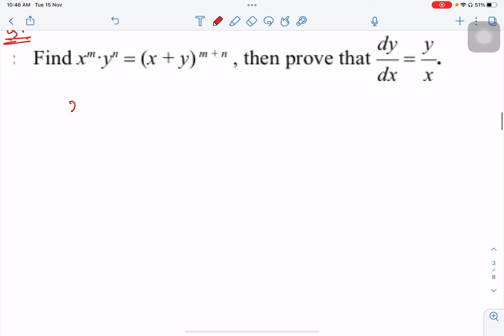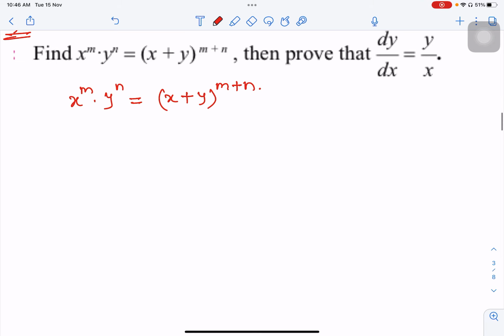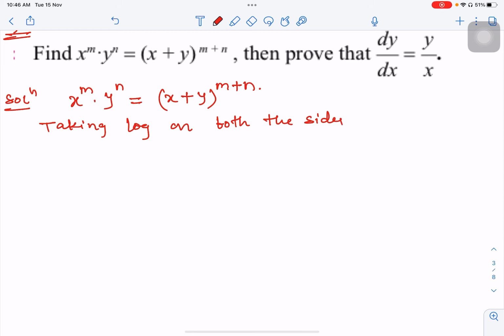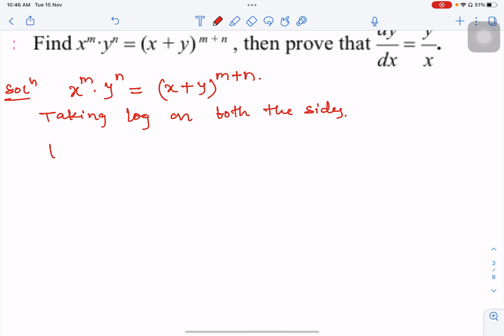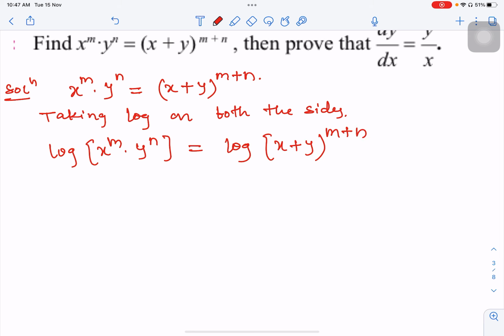So let me write the question again. So we have x raised to m into y raised to n is same as x plus y the whole raised to what, m plus n. So what we will do, we'll take log on both the sides. So taking this step is very important, taking log on both the sides. So if we take log on both the sides, what will happen? We'll have log of x raised to m into y raised to n equals to log of x plus y the whole raised to what, m plus n.